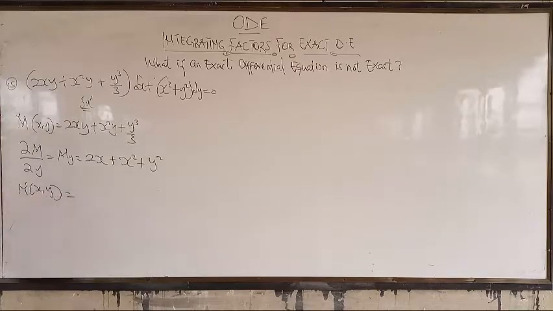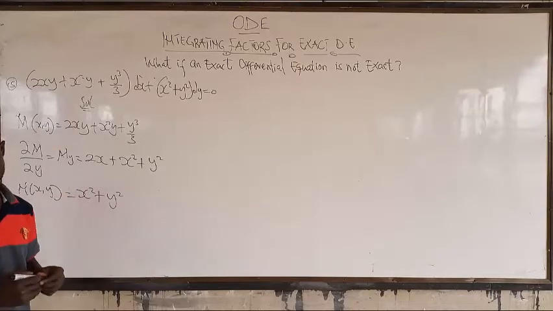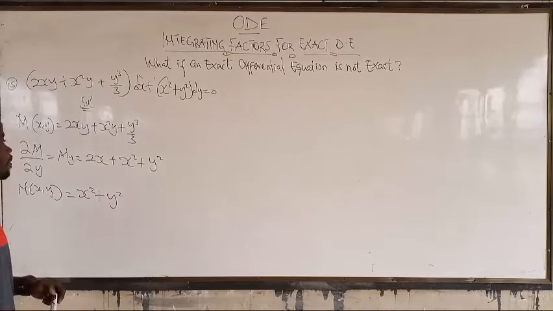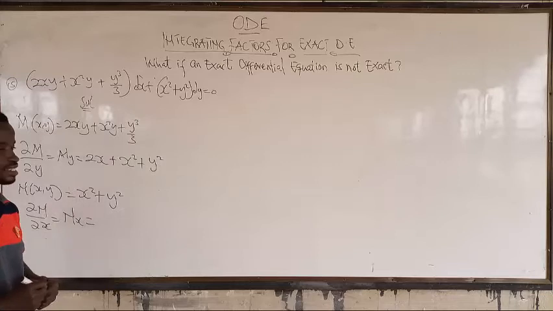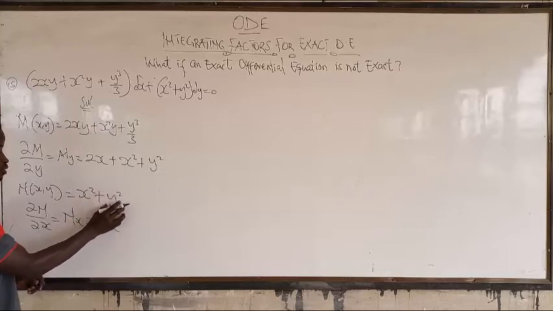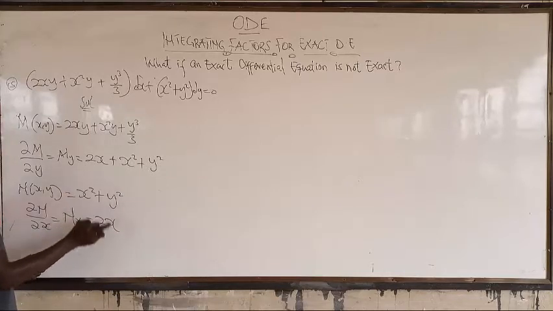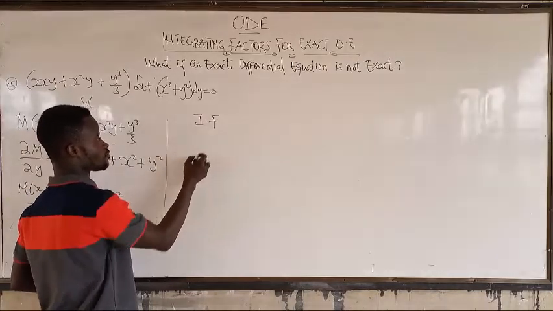Then that one too is going to be x squared plus y squared. So we treat y as constant. So we get 2x. Y as constant, so this is 0. So this is not exact.